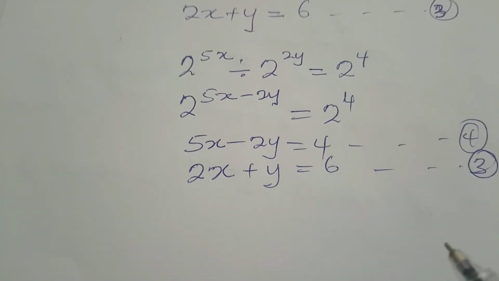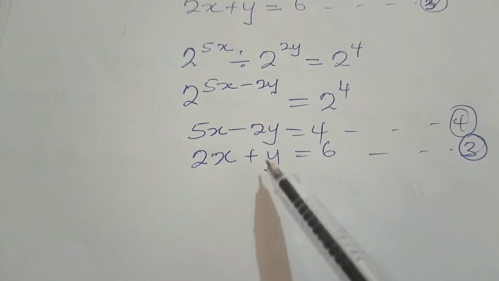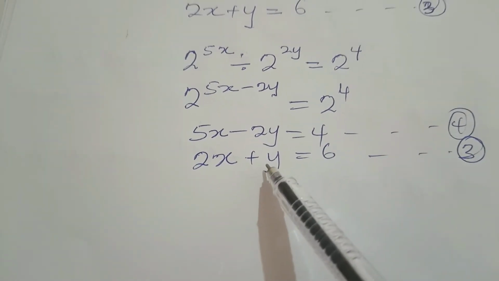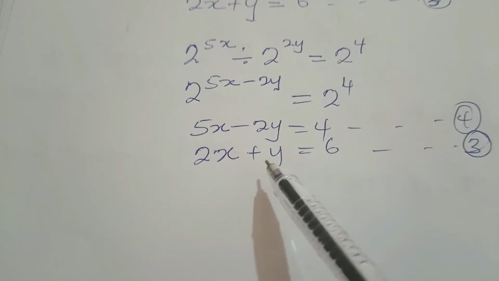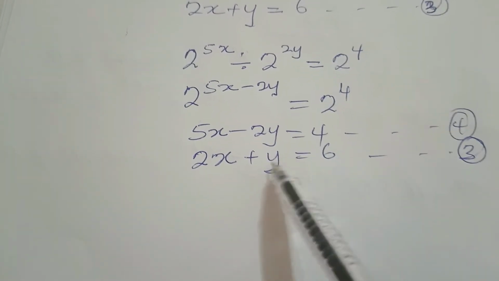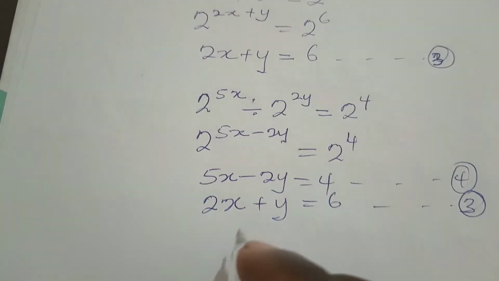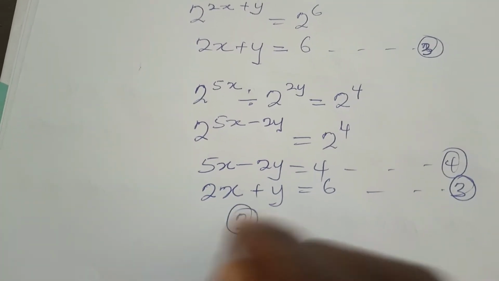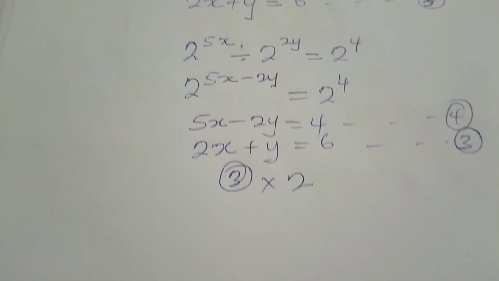And for that matter, I have to make the coefficient of y here be the same as the coefficient of y here. The coefficient of y here is 2. The coefficient of y here is 1. The LCM of 2 and 1 is 2. So to make this 1 become 2, I have to multiply through equation 3 by 2. So I'll write equation 3 times 2, or multiply equation 3 by 2, which is the same thing.